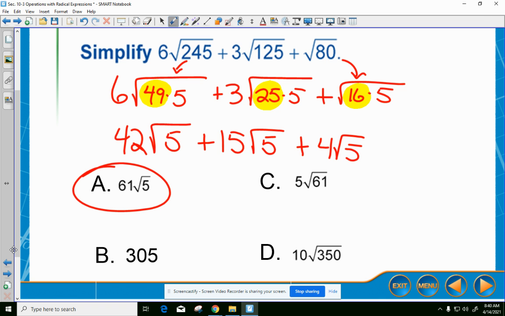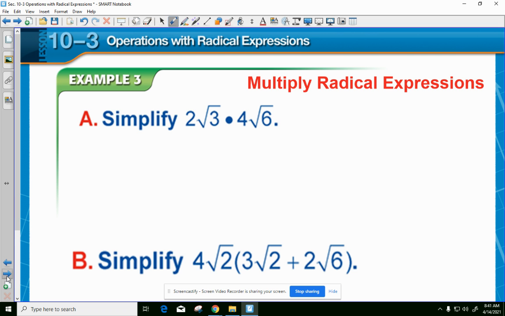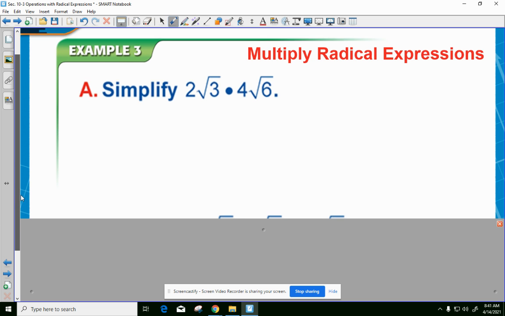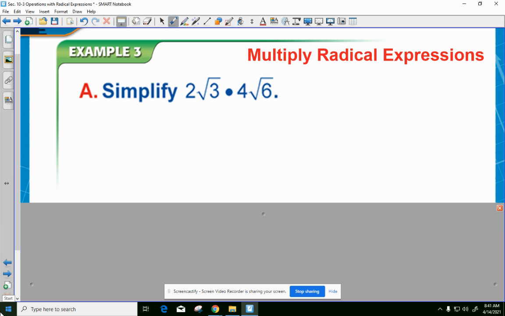Okay. So adding and subtracting, really not a big deal as long as you locate the radical. And if the radical matches, you can add them together. If it doesn't, then you can't. Okay. So let's shift gears. What does it look like if I multiply? Any takers?